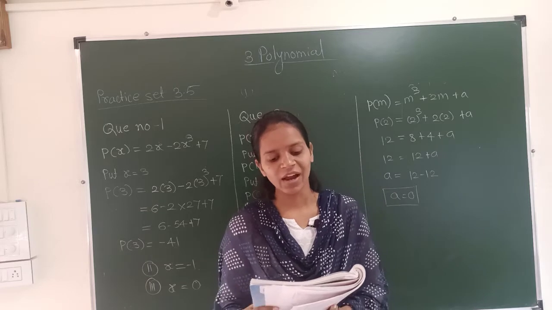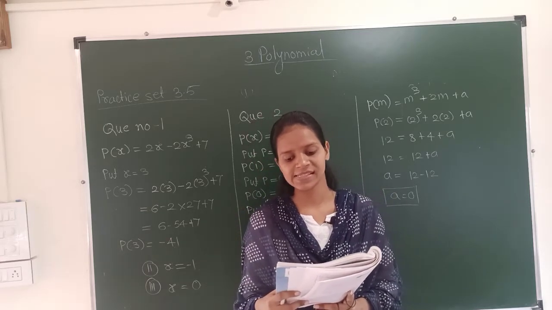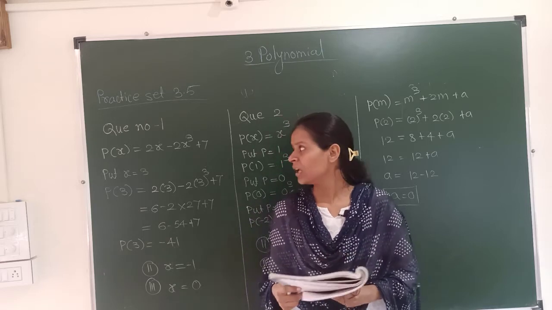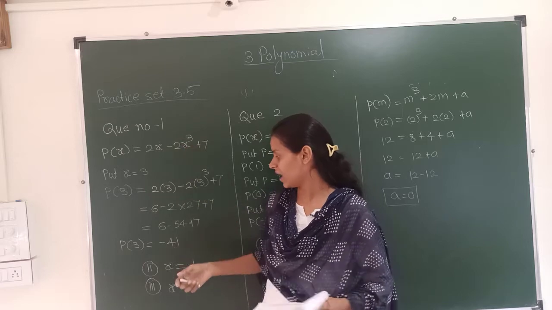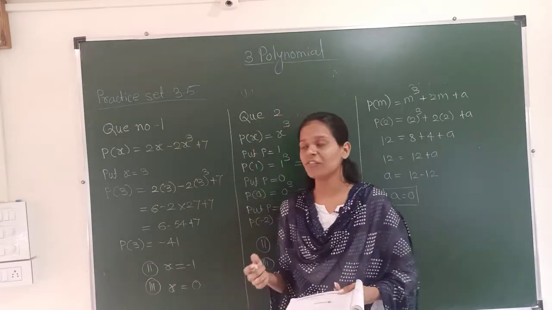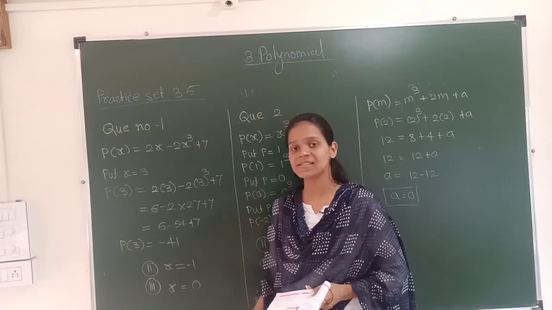Question number 1: find the value of the polynomial 2x minus 2x power 3 plus 7 by using values of x. The given polynomial is p(x) is equal to 2x minus 2x raised to 3 plus 7, and we have to put the value of x as follows. x is equal to 3 at first, then x is equal to minus 1 and x is equal to 0.